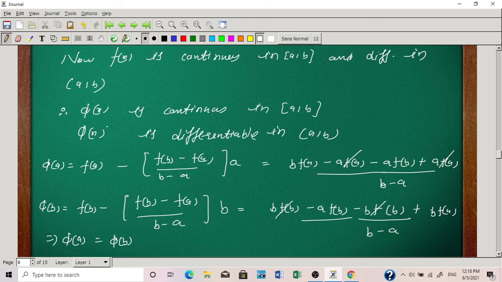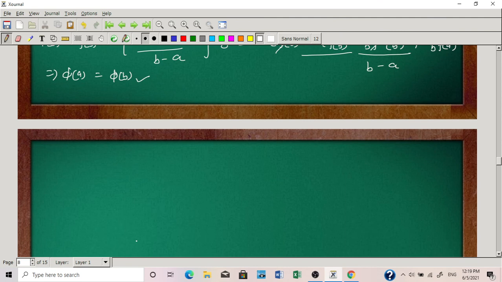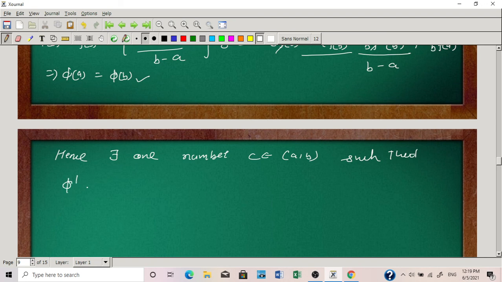Now we have three conditions on phi. Phi is continuous in the closed interval [a, b], phi is differentiable in the open interval (a, b), and the third condition is that the value of the function is the same at the endpoints of the interval. So phi satisfies all conditions of Rolle's theorem. Hence there exists at least one number c belonging to the open interval (a, b) such that phi'(c), the derivative of phi at c, is equal to 0.